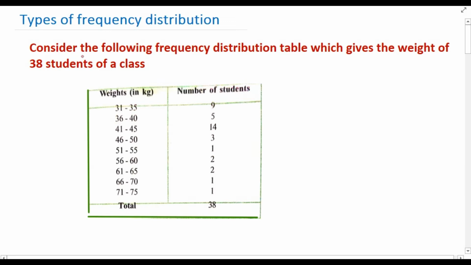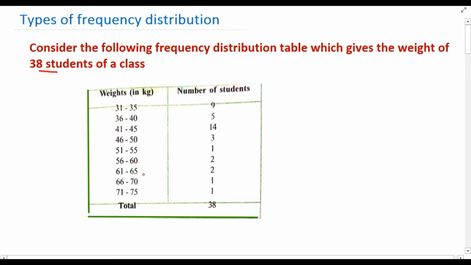Before that, consider the following frequency distribution table which gives the weight of 38 students of a class. You can see here 31 to 35, 9 students have this weight. Then between 51 to 55, only one student has this weight. Like 71 to 75, one student. Again, two students have a weight between 61 to 65.